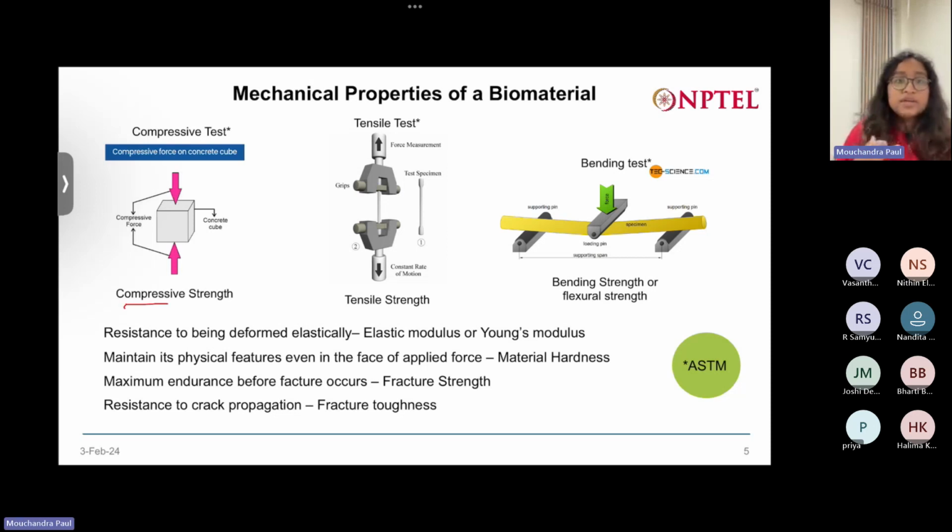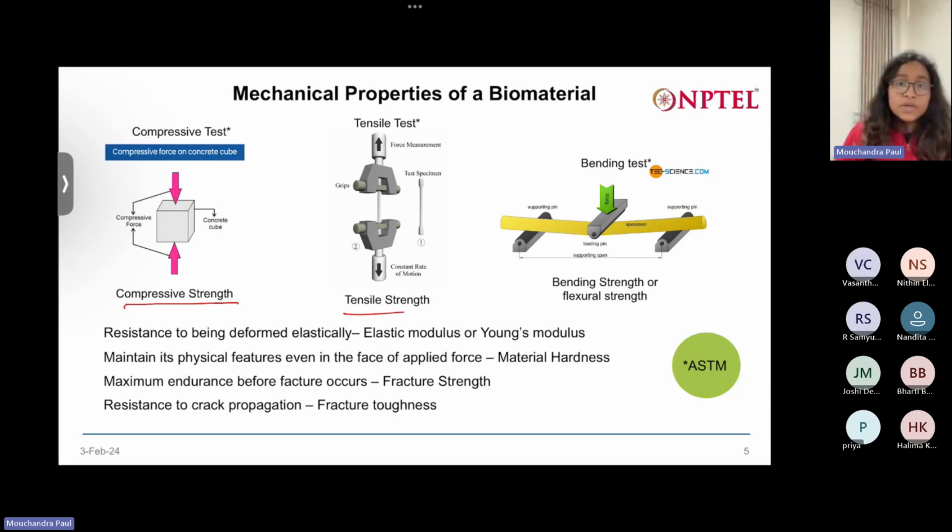We'll be able to find the compressive strength of a material. Similarly, we can use some kind of clamps to hold our material and apply external force to extend it. That is called a tensile test, and the knowledge that we get out of it is the tensile strength.